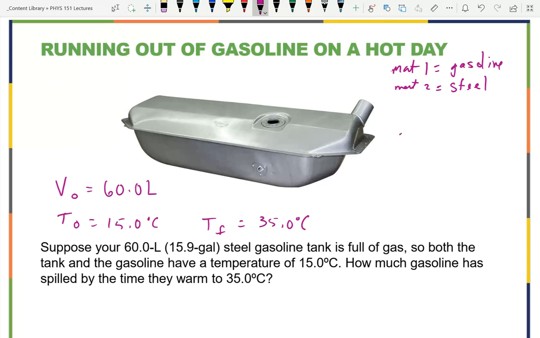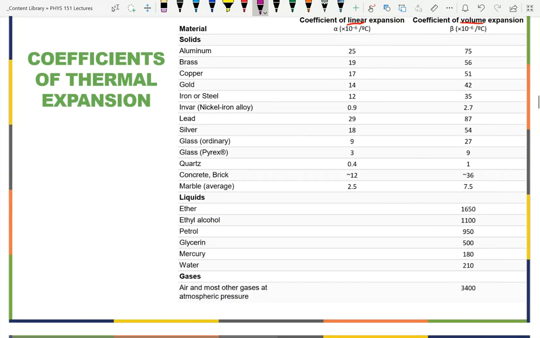So that means I'm going to have K1. Actually, you know what I'm going to look at? I'm not going to look at K. Sorry, I'm thinking about the wrong thing anyway. It would have been alpha. Beta 1 and beta 2. Why am I looking for betas rather than alphas? Because it's volume I'm looking at. With the gasoline, it's a liquid as well, so the liquid's only going to have a beta listed. The steel should have both, so I just look back at my table here, and I have steel, iron or steel, beta's 35.